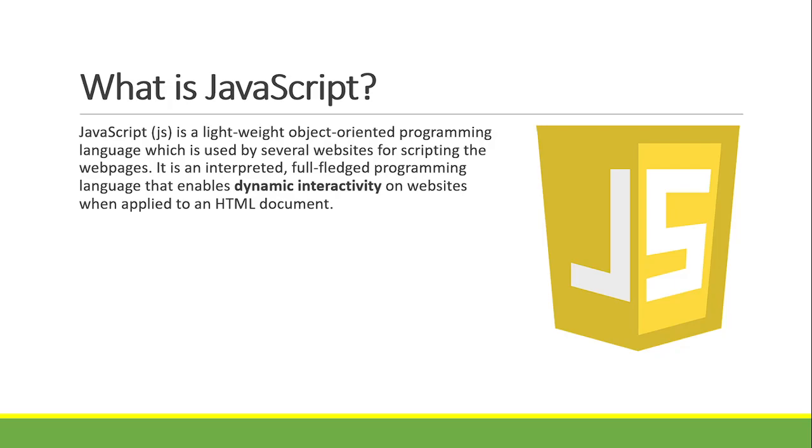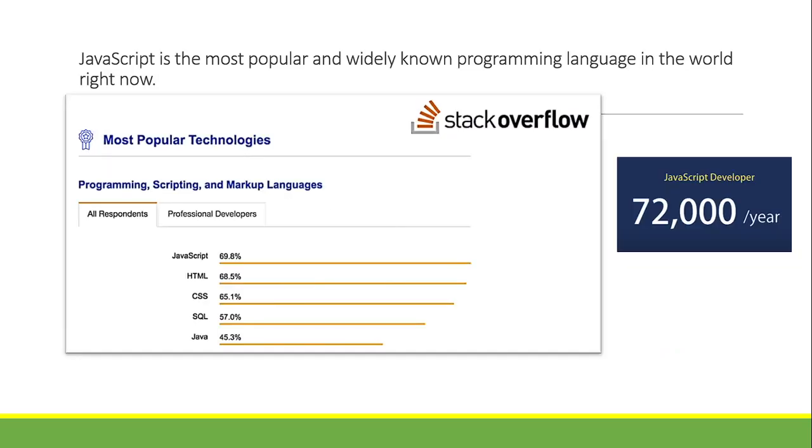So, if you want your web page to be more than a static page of text, you just need to add JavaScript. And take note that JavaScript is the one that controls the behavior of your web page. JavaScript is the world's most popular and widely known programming language. According to Stack Overflow, the most popular technology in programming, scripting, and markup languages is JavaScript. And if you want to be a JavaScript developer someday, you can earn $72,000 in a year.